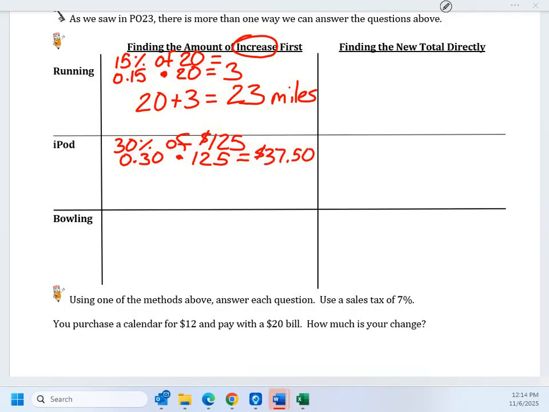$37.50. When we're working with money, we want to go out to that hundredth place, right? So that's not what I'm charging, right? Because I'm increasing it. I bought it for $125. I sure don't want to sell it for 37, right? I want to make a profit. So what am I going to charge? If I want to make it a 30% increase, what is the final price I'm going to charge for my iPod? What math am I going to do, Colton? 125 plus 37.5.